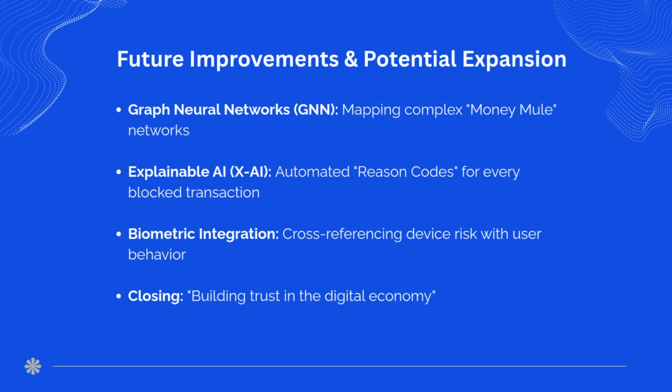Looking ahead, we're just getting started. Our roadmap includes graph neural networks to map out entire money mule networks and also explainable AI, so the banker can see the exact reasoning behind every block. At the end of the day, ChiProtector isn't just about the code. It is about building trust in the digital economy.